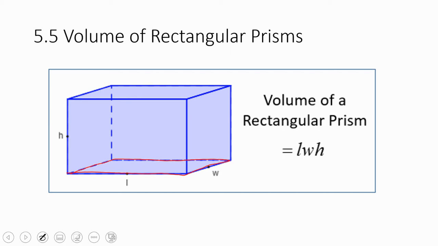And then you'll just multiply that by the height. So we get length times width times height. Pretty simple. You're only going to be given three numbers in the problem, so you just multiply them together. I'm fine with using a calculator. It's not a problem.